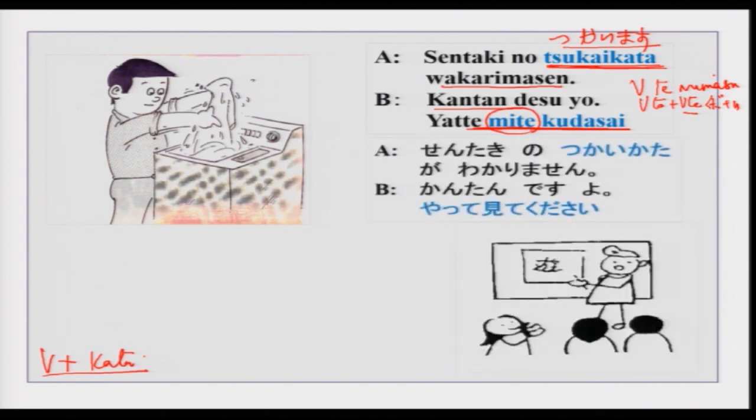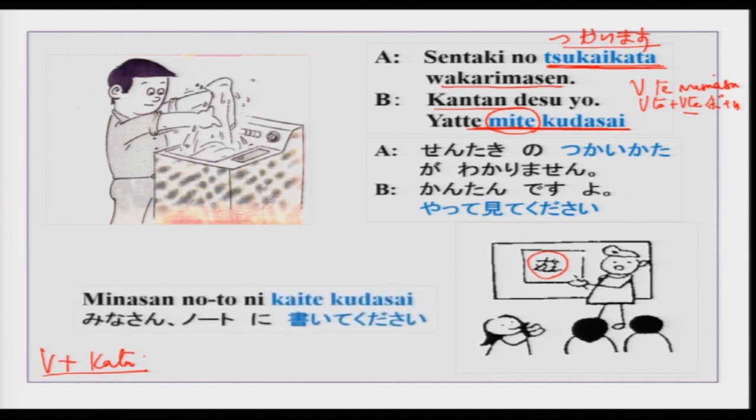Then there is another picture for you. Sensei has written some kanji. Kanji wa muzukashii desu. Kakemasen. I cannot write. Daijoubu desu yo. Minasan, noto ni kaite kudasai. Please write. Or noto ni kaite mite kudasai. Please write and see in your notebook.